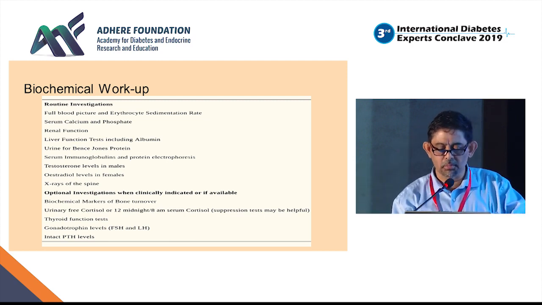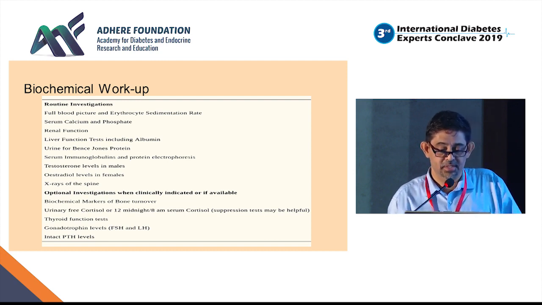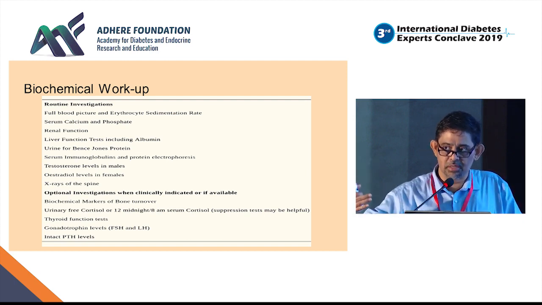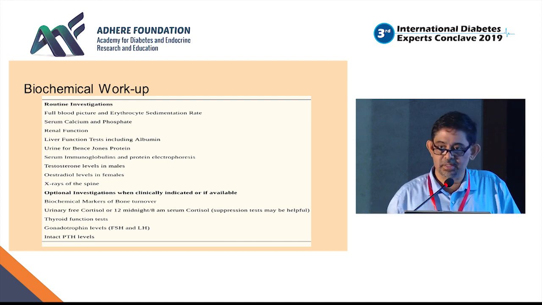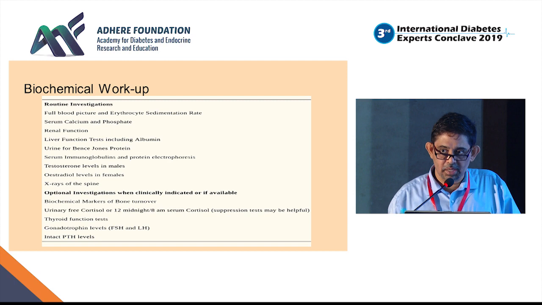We need a full blood picture and an erythrocyte sedimentation rate. Calcium and phosphorus are important, so is the renal function test. You also need to have a liver function test and specifically need to look at albumin. Remember that unless you have that albumin on your charts, you cannot actually interpret a serum calcium level. Urine for Bence-Jones protein is specific for multiple myeloma.